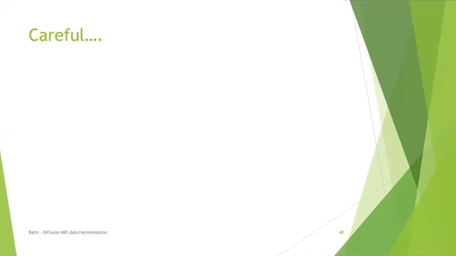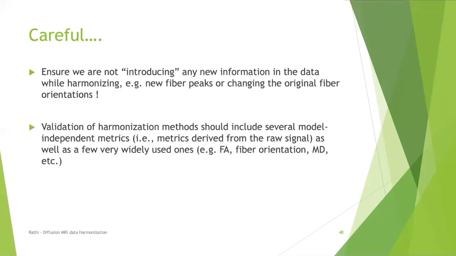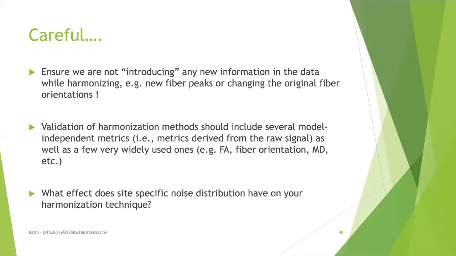Some of the caveats with harmonization methods that I would like to point out. When we do this harmonization, any method, we want to ensure that we are not introducing any new information in the data as a process of harmonization. So for example, any new peaks or change in the fiber orientations. Also want to make sure that we validate the harmonization using model independent metrics on the raw signal itself, as well as some very widely used ones. And it's also important to characterize the effect of noise distribution on the harmonization technique.